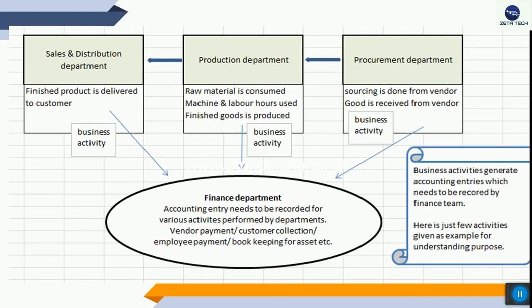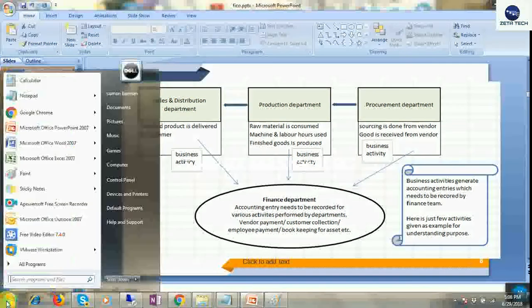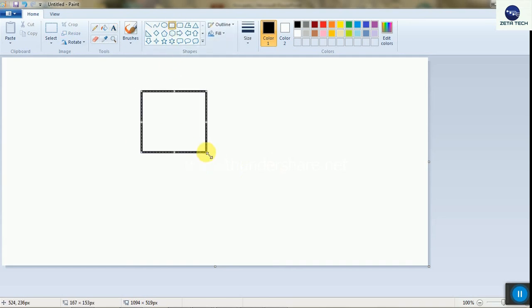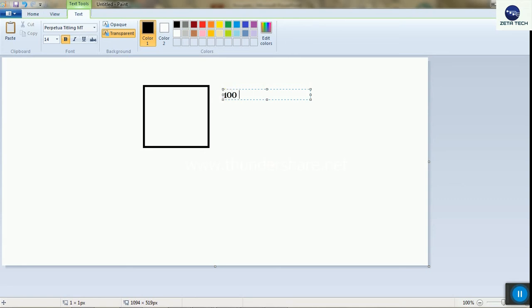Next is the procurement department. What is the procurement department? Procurement means what is the requirement. Suppose this is your company, and your company produces a total of 100 units of monitors per day. This is the company's product. They generate 100 monitor units per day.